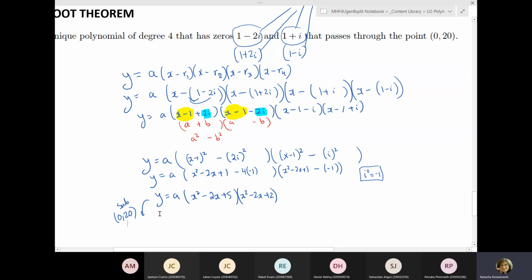All right, so Renuka, back to you. What do I replace instead of y here? y would be 20, and all the x's will be 0.